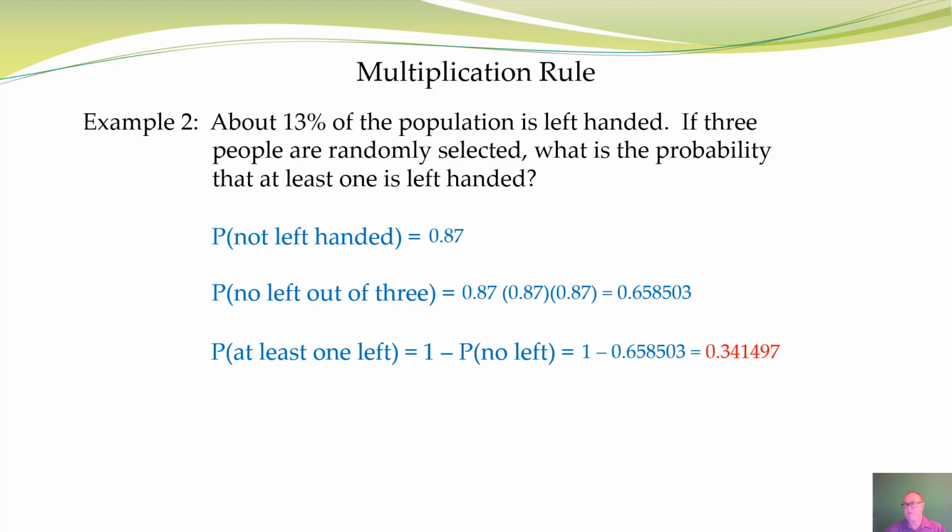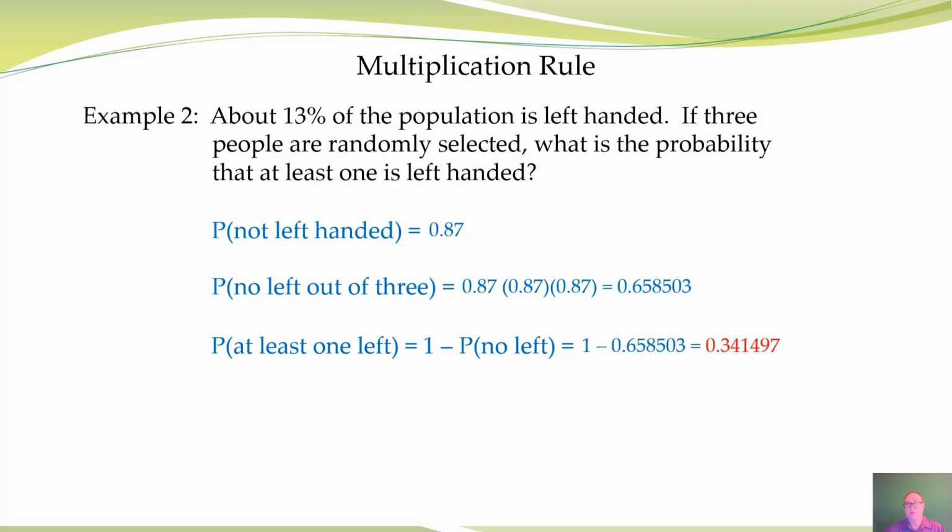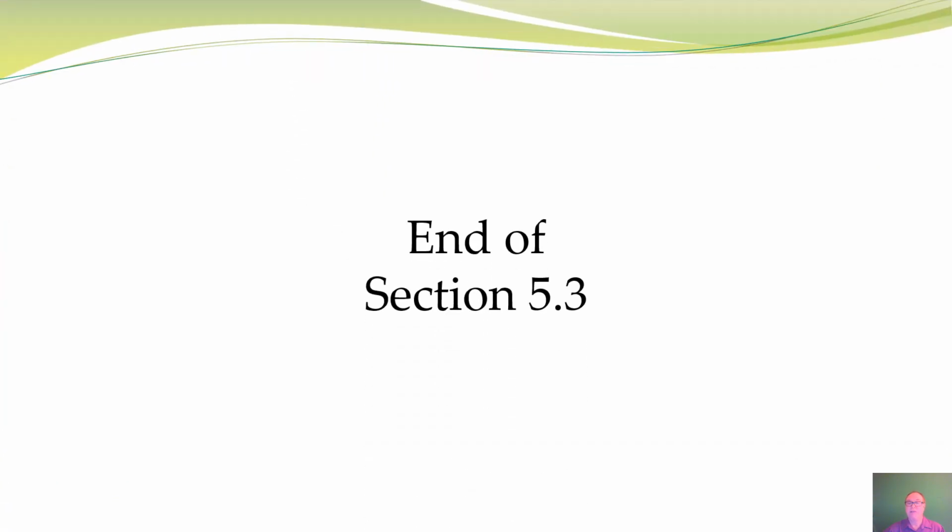Now, here's a situation where if you look at that answer, 0.341497, you might not think it makes a whole lot of sense. But remember, probability can be thought of as a percent, a decimal, or a fraction. So 0.341497 actually would be 34.1%. Does 34.1% make more sense than 0.34? For a lot of people it does. So understand that probability can be thought of as percent or decimal. All right, and this brings us to the end of section 5.3, a very short, sweet section.